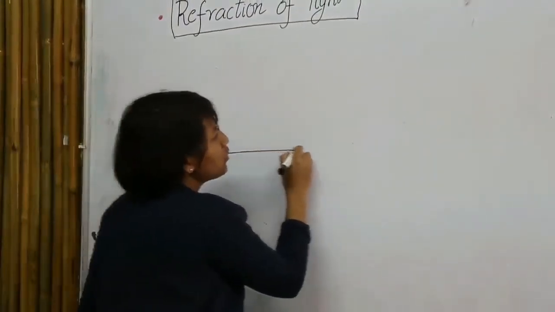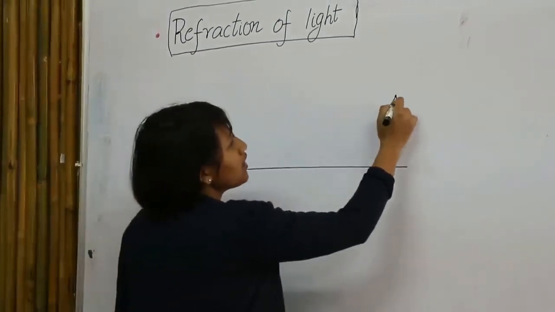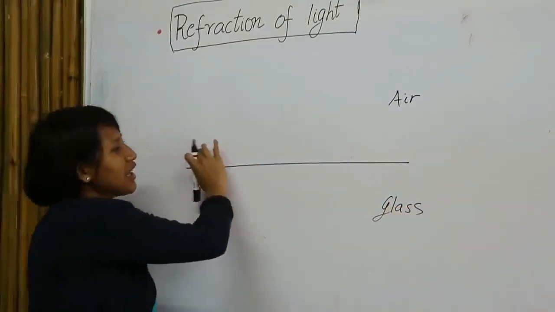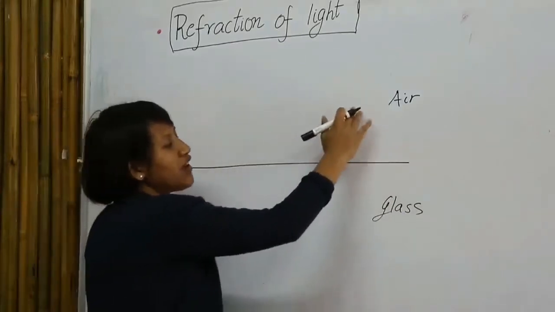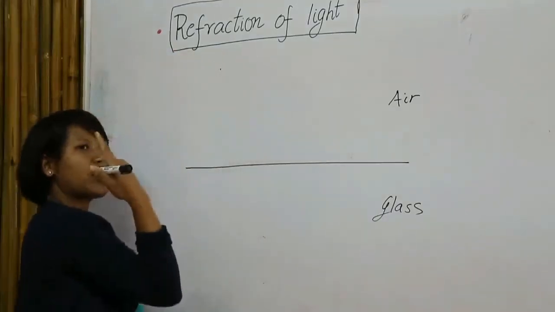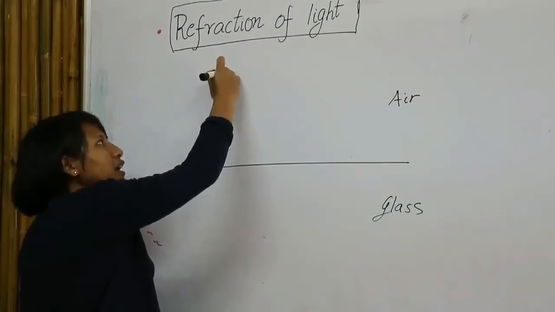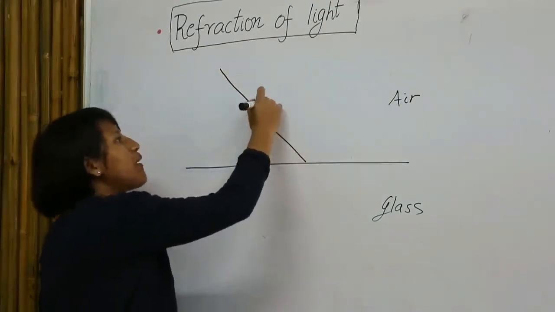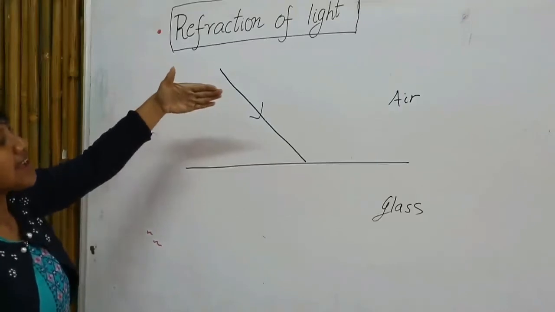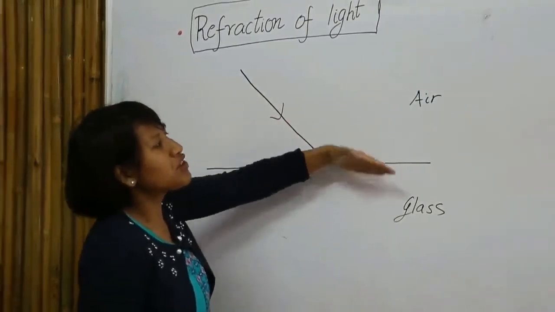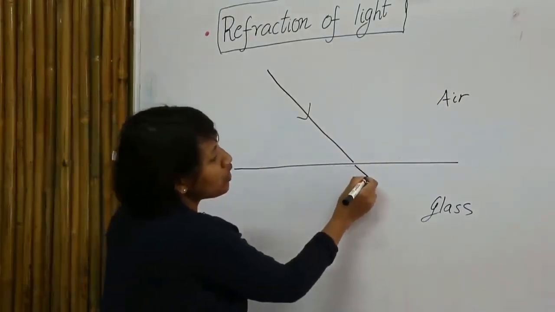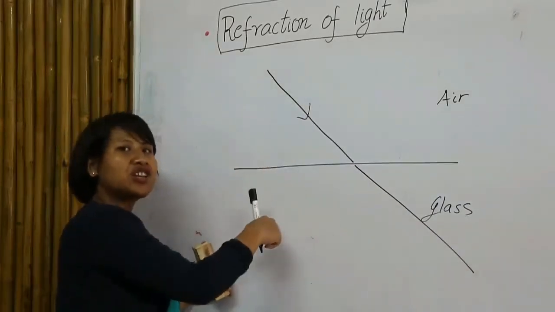Okay. We have taken two transparent mediums, say air and glass. This is the surface of separation between air and glass. Now we'll take only one ray of light. It will travel in its usual path in air. What happens as it strikes this surface of separation between air and glass? Will it continue going along its path, or will there be a change in its path?